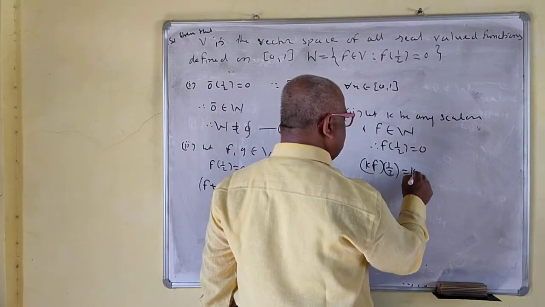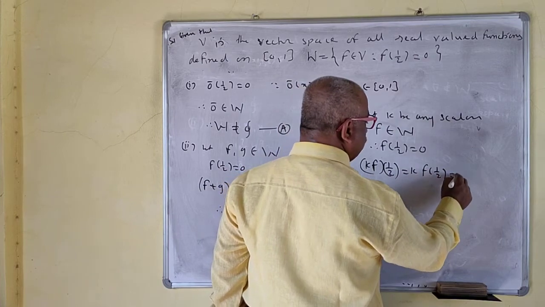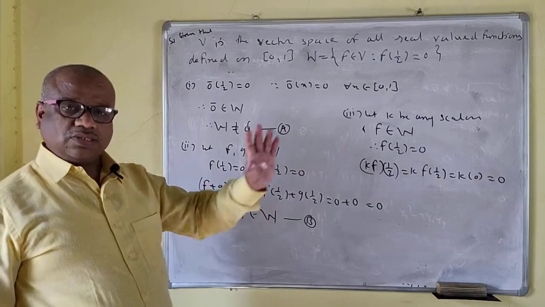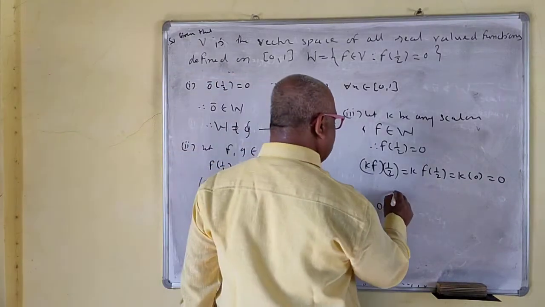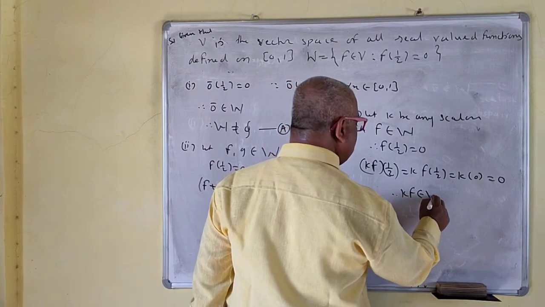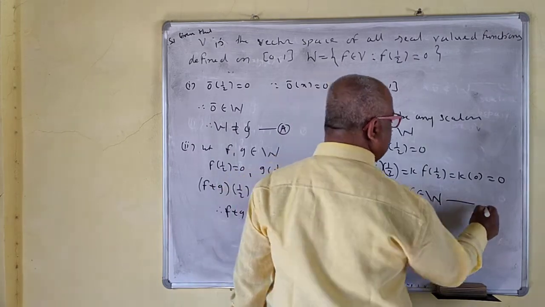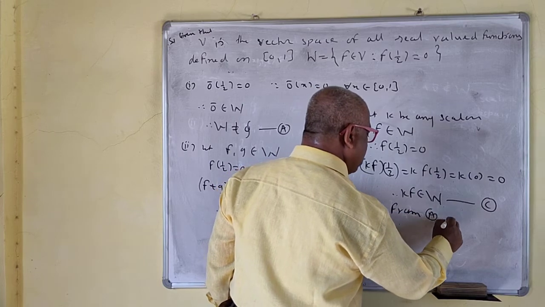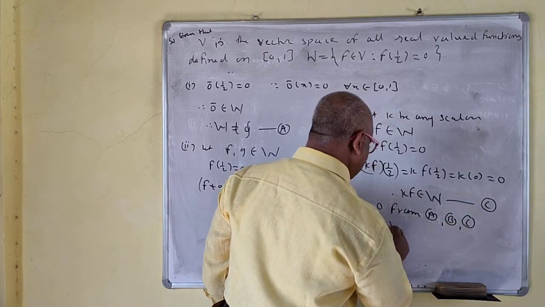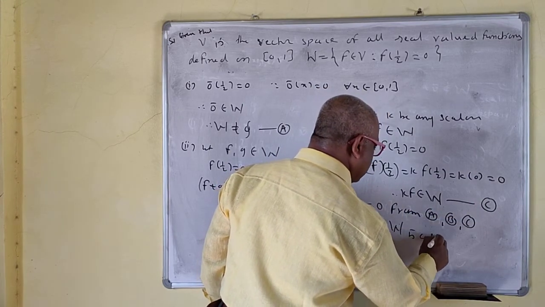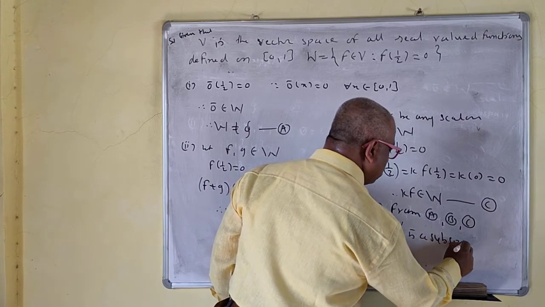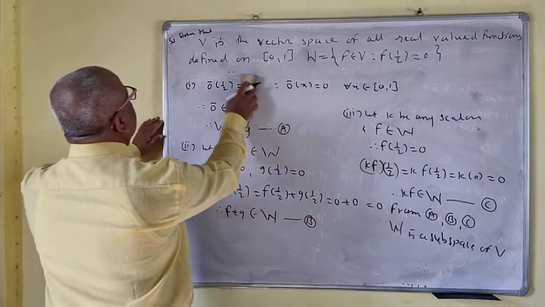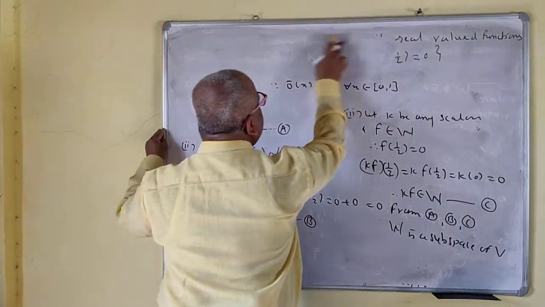So this is K into F of half, so K into 0, which is 0. For any value of K, it is 0. Therefore Kf belongs to W. We call this C now. So from A, B, C, W is a subspace of V. Okay, so the problem is over now.